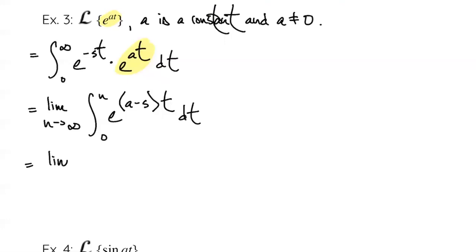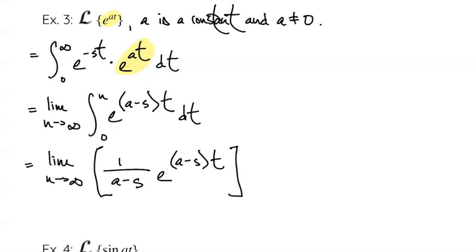Now let's integrate. We're going to keep that limit as n approaches infinity. We'll integrate and use u-substitution. We'll end up with 1 over a minus s times e to the a minus s t, plugging in n and plugging in 0.